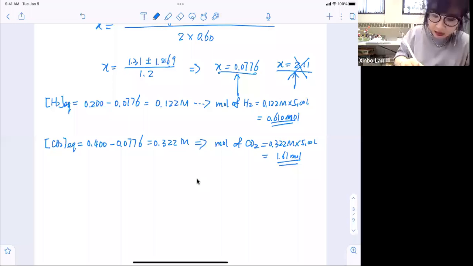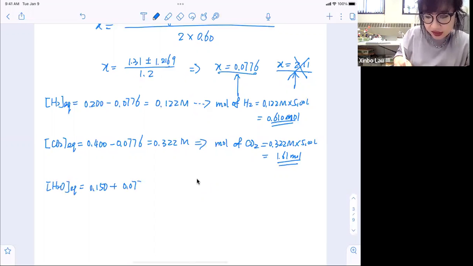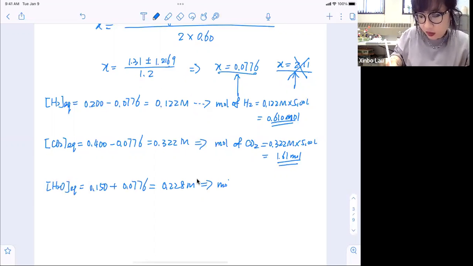Okay, and then the next one will be water. It will be 0.150 plus 0.0776. Then we got 0.228. Moles of H2O will be 0.228 multiplied by 5, about 1.14. That's how many moles.